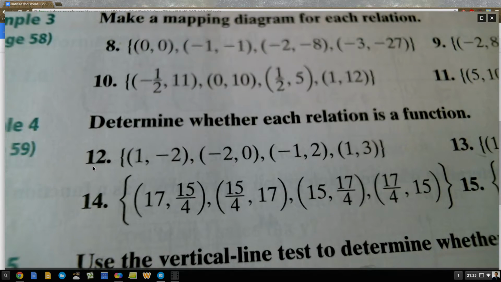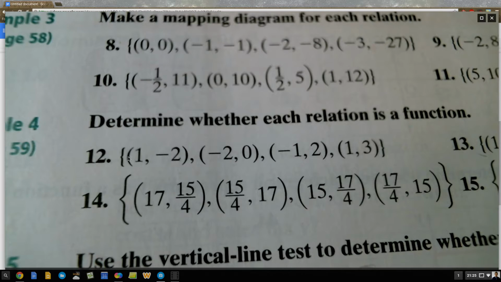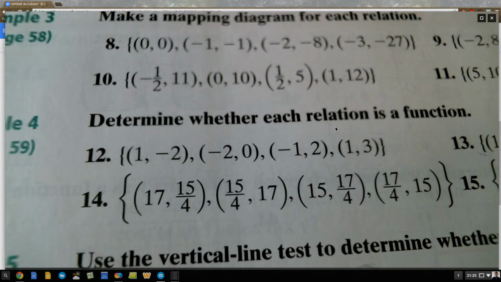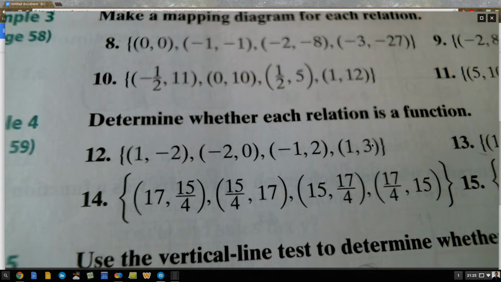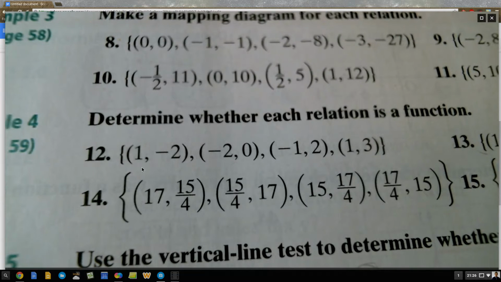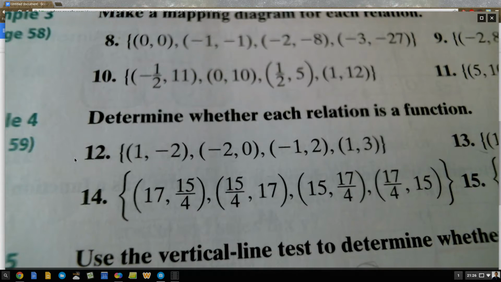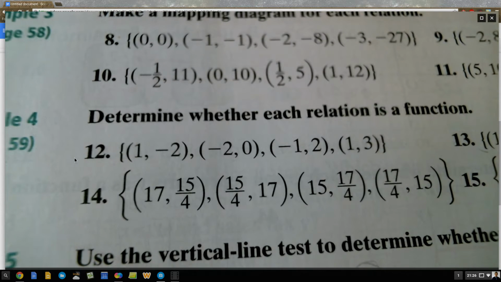So let's check if this is right. One input, 1 goes to -2. Okay, is there any other ones? 1 here goes to 3. So notice here, 1 goes to -2, 1 goes to 3. So we have one input, in this case 1, goes to two outputs, -2 and 3. So we know number 12 is not a function because for every input, you do not get one output.